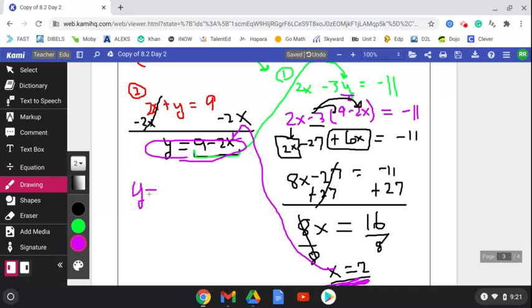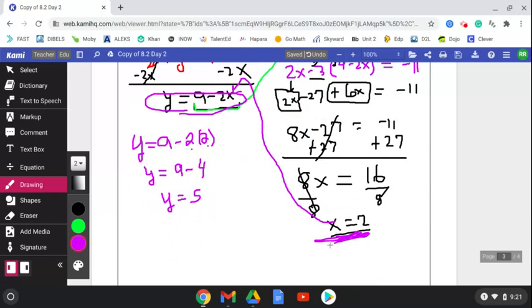And so y is equal to 9 minus 2x. So 2 times x. And x is 2. So I'm plugging 2 in for x. All right, so y is equal to 9 minus, what's 2 times 2? 2 times 2 is 4. And so y is equal to 9 minus 4, which is 5. Okay, so I have x. X is 2. Y is 5.